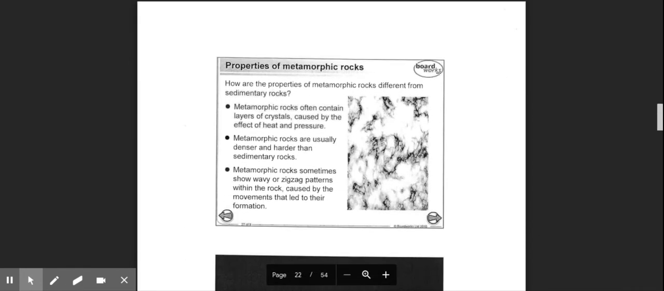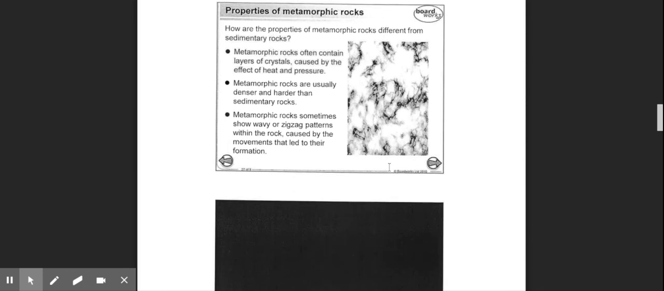So some of the properties of a metamorphic rock, they have crystals, just like igneous rocks. We actually call it recrystallization because it changes the crystal structure. They're usually more dense because they're getting squeezed together. That squeezing together will bring the molecules closer together, causing a higher density. And those zigzag patterns and that foliation.